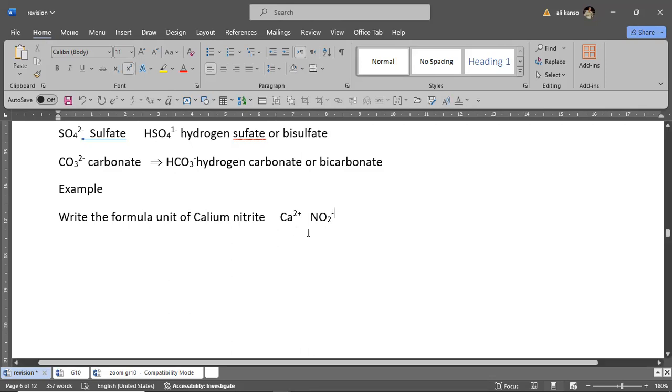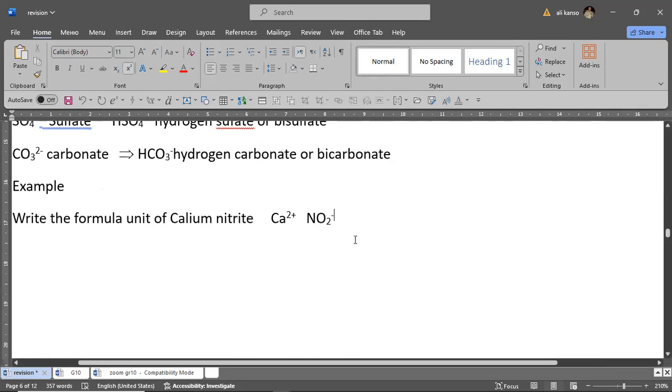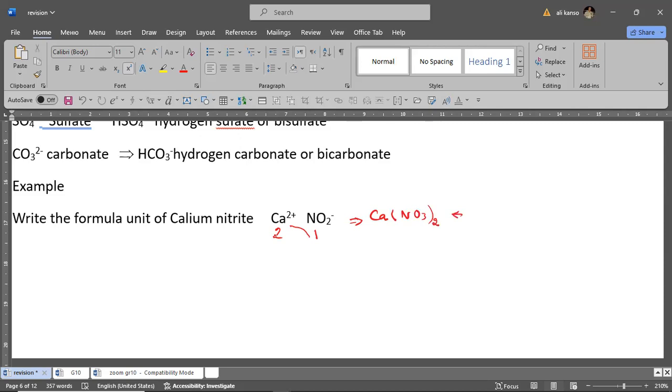Okay, then you can crisscross. You say if you have here two, and here one charge. We say one time Ca, and NO2, all of the group is 2. This is the formula unit of calcium nitrite. Formula unit. Okay.